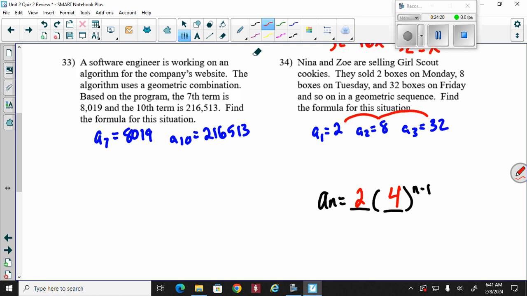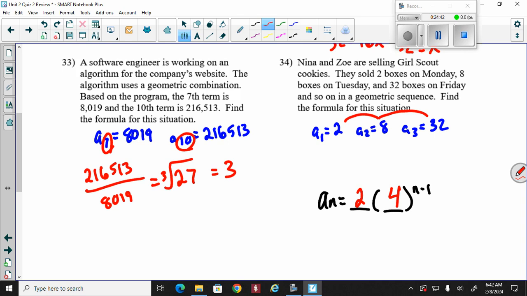For going back to 33, again, you've got to find your R. So 216,513 divided by 8019 is equal to 27. That's my 10th term, that's my 7th term. Sorry, my computer is slowing up a little bit. That ends up being positive 3. So A of n is equal to something, something, n minus 1. We're running into a repeater here, guys. That's 3. I'm just going to take 8,019, put it there, and put 7 right there.